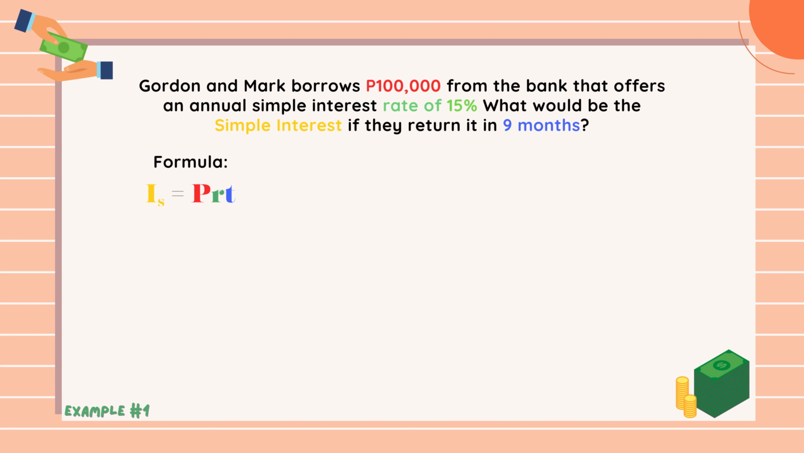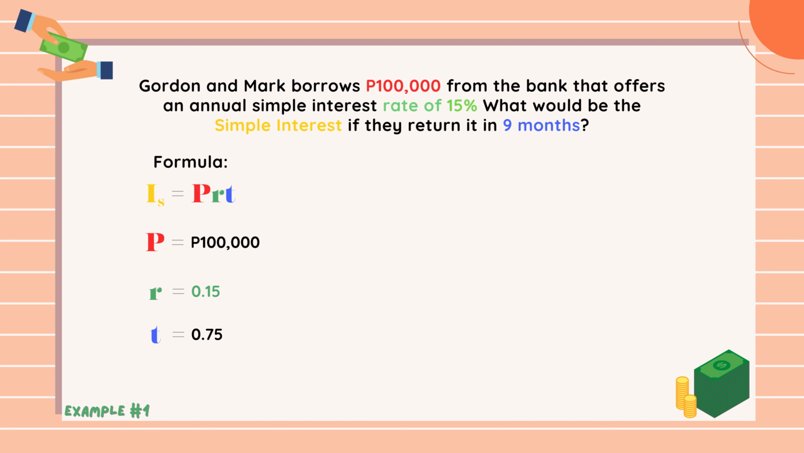From our scenario, let us first identify our givens. The principal value, or the amount borrowed, was 100,000 pesos. The rate given to us was 15% and the time was 9 months. It is important to understand that time for simple interest is measured in years. Therefore, we must divide 9 by 12, which gives us 0.75.